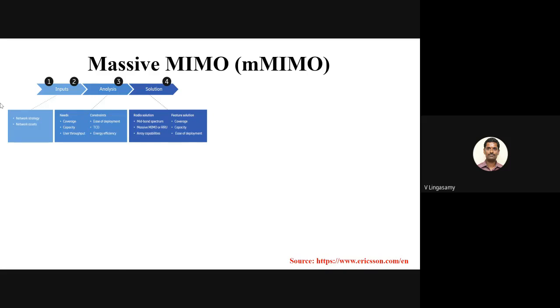So they have many strategies, and also network assets. Instead of having 2-3 radios, you can have one single massive MIMO radio to cater for the users. It's mainly needed for coverage, capacity, and user throughput. These are the three main needs, and ease of deployment. So the constraint is that ease of deployment should be there.